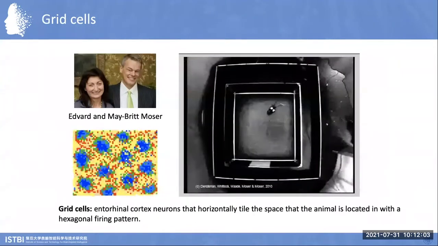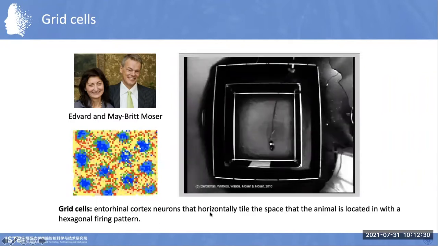Adding to this work, in about 2005, another neuronal code was identified by Edvard and May-Britt Moser, which they termed grid cells. So in contrast to the place cells, instead of firing at a specific location within the environment, grid cells in the entorhinal cortex exhibit this beautiful pattern of hexagonal firing that tile the entire floor of the environment that the animal is actually located in.